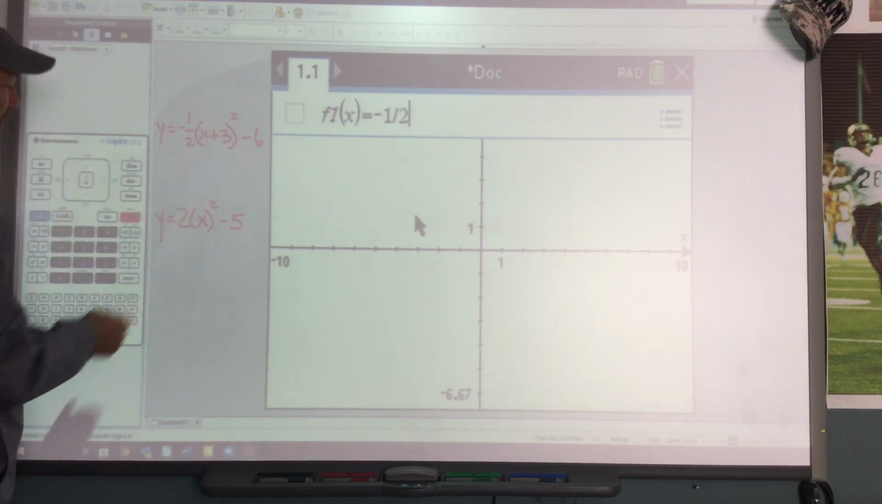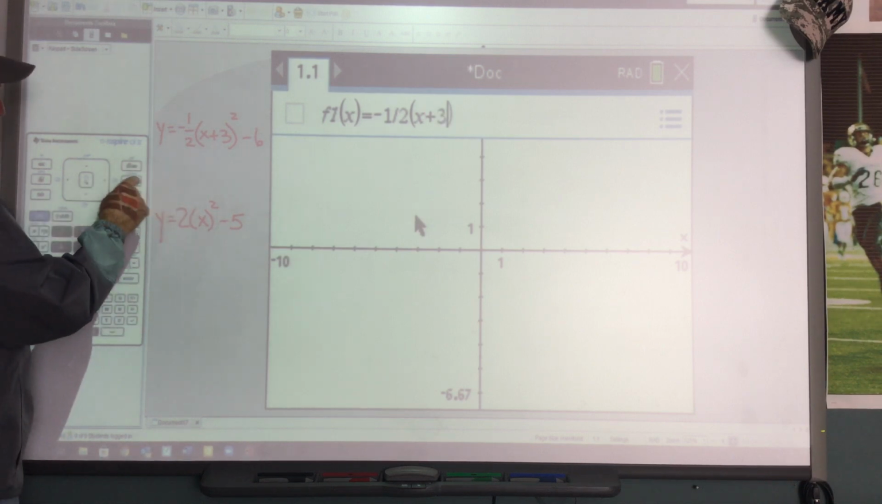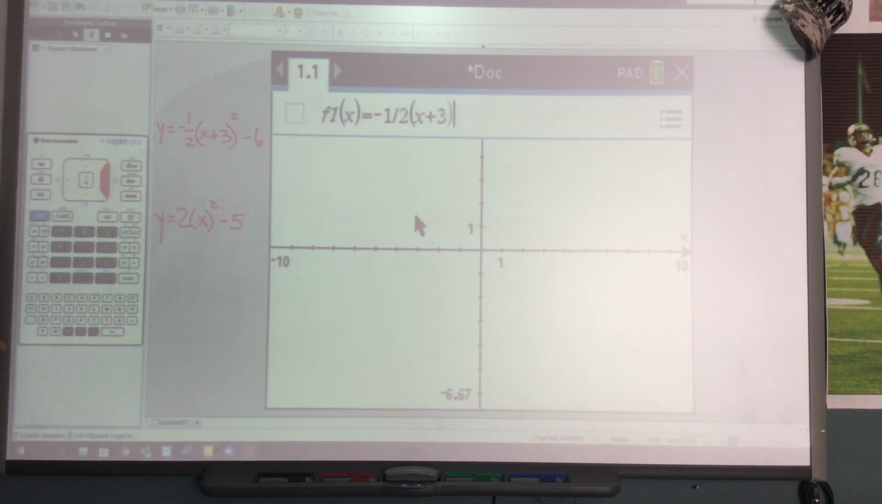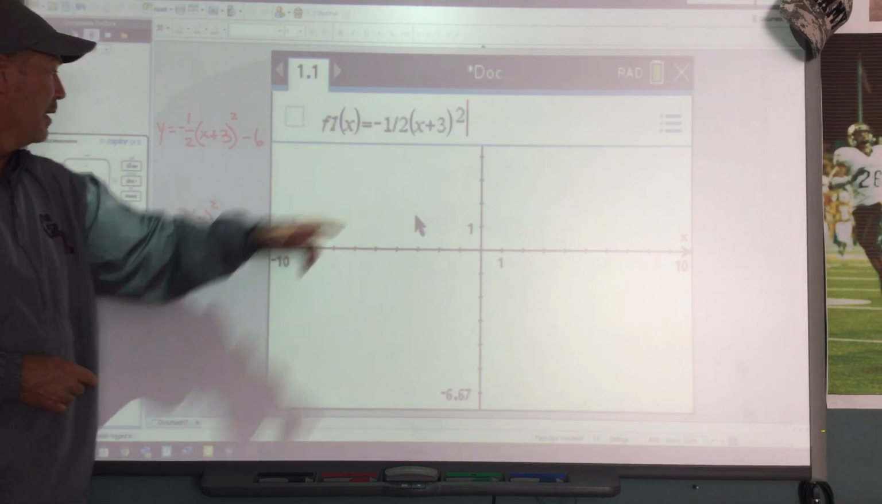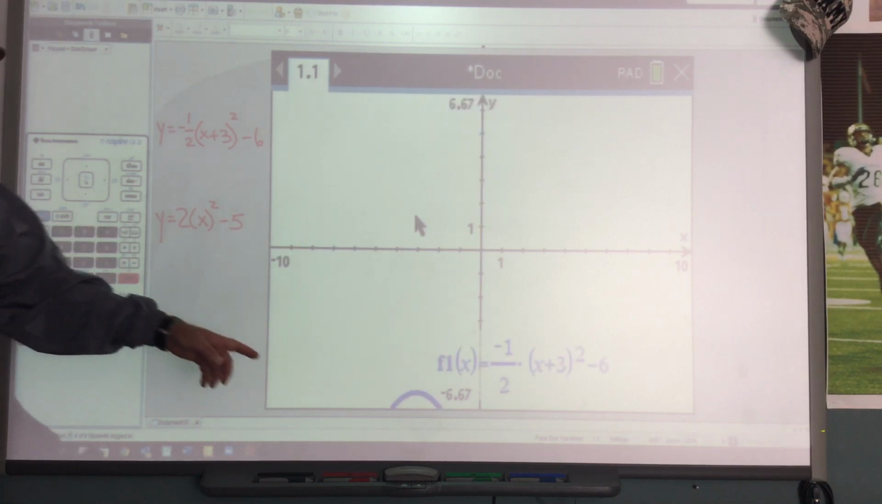So I'm going to enter -1/2, in parentheses, x plus 3. Then get outside your parentheses, or you can close your parentheses. We need to square it. So I have squared, and then we go minus 6, and we hit enter.